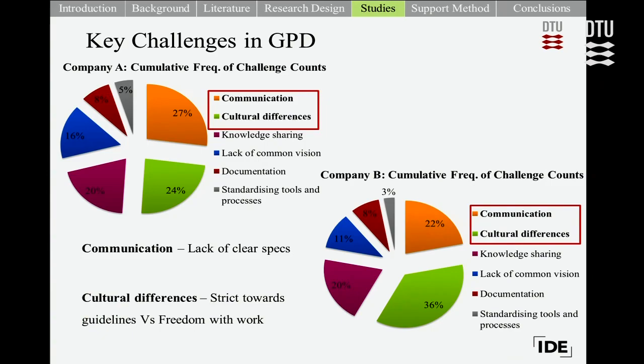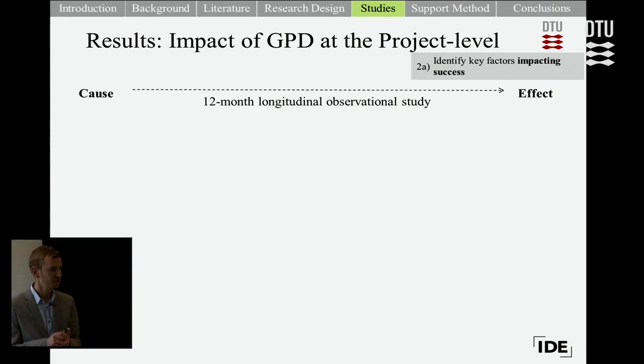With communication, it related often to a lack of clear specifications being provided by the Danish engineers to the global engineers. However, the challenges here were relatively high level, and what we needed to do was conduct observations in order to investigate some of the key impact factors at the project level. So we conducted observations of 3 global product development projects, which allowed us to analyse the key cause-effect relationships of some of the factors impacting success over time.